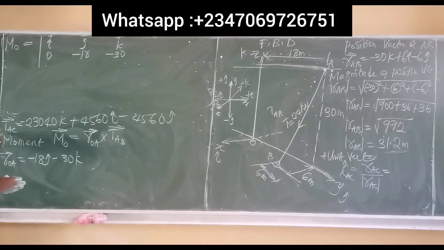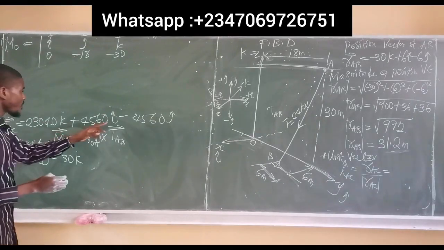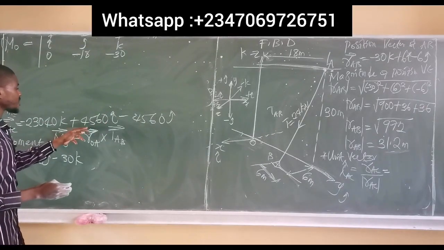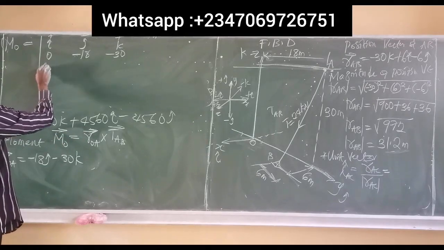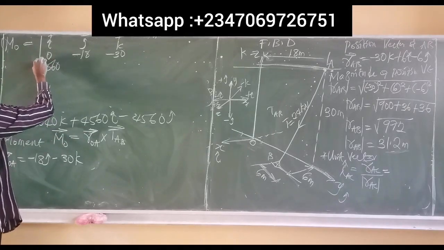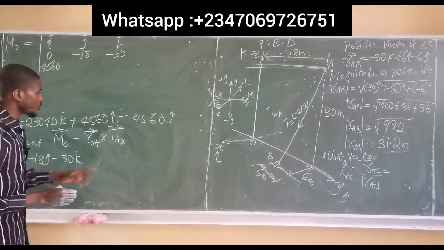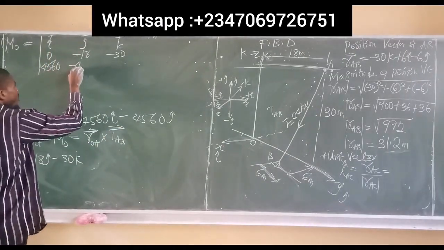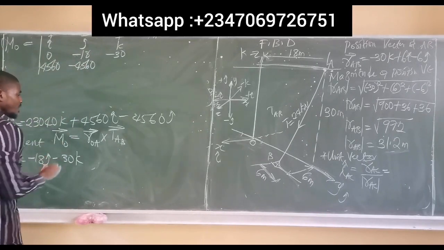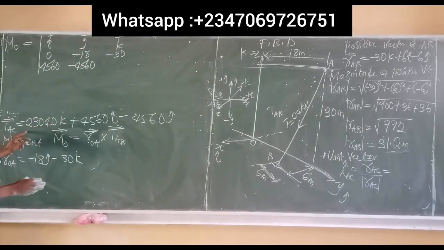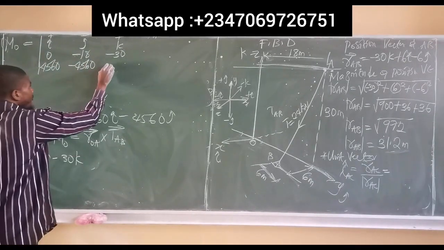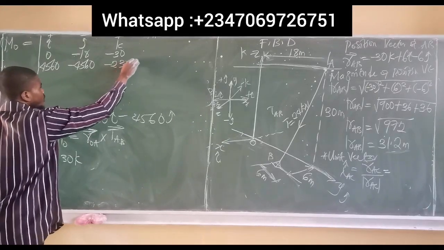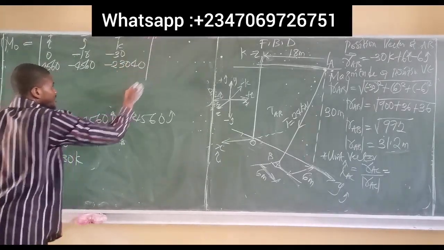Whereas for the tension force, in the i direction, we have 4560. So you put it down 4560. For the j column, you have minus 4560, which is here. Put it down minus 4560. And finally, for the k, you have minus 23040. So this is as simple as this.